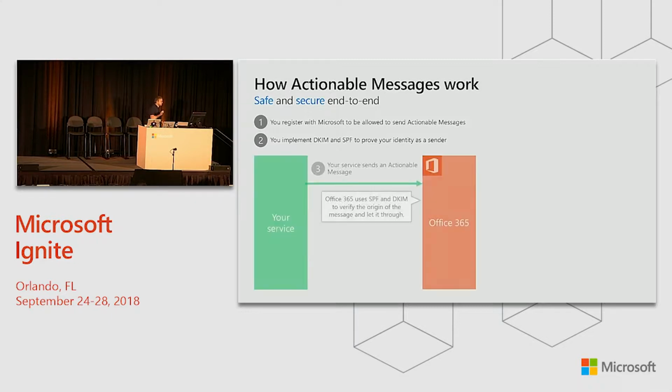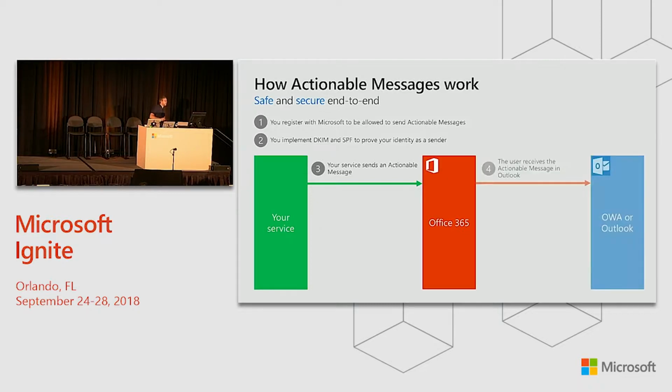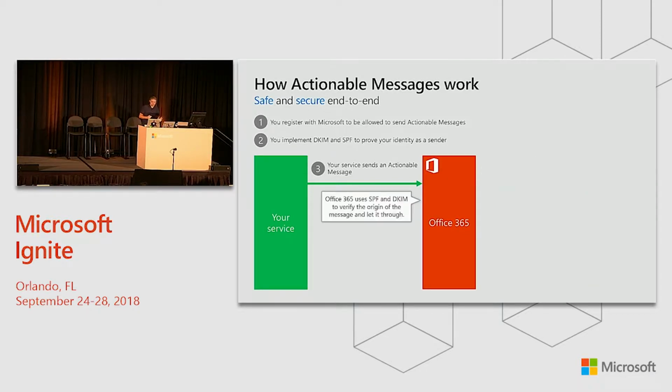And then here is how it works. So you have your service on the left, which is going to be sending that email with an actionable message card in it, right? So just send the email. We'll see that it's very easy to send the card alongside the email. We're going to proxy, it's going to go through the Office 365 system. That's going to ensure through DKIM and SPF that you are indeed who you say you are, and then at that point, let it through.